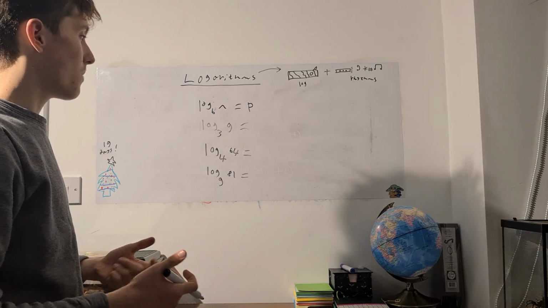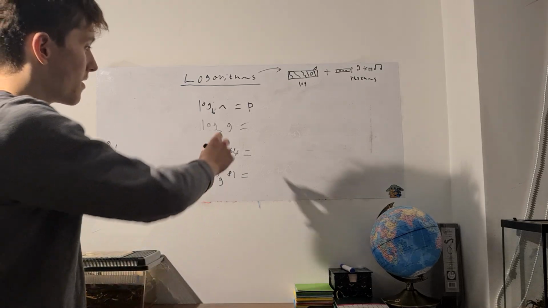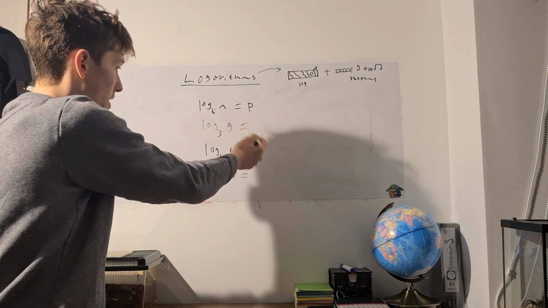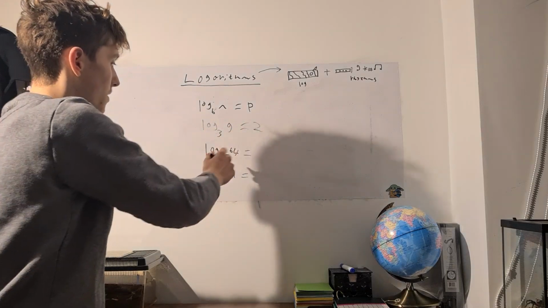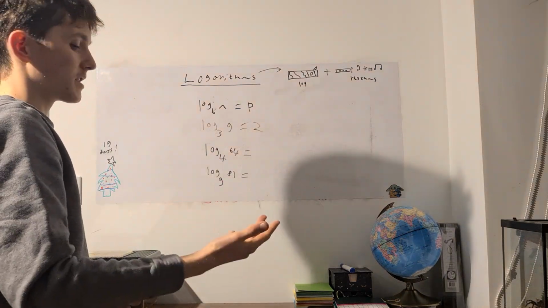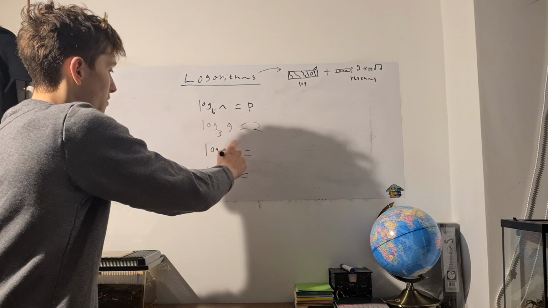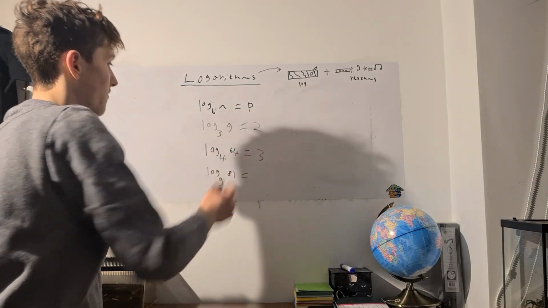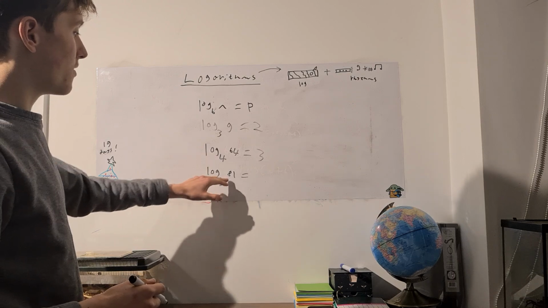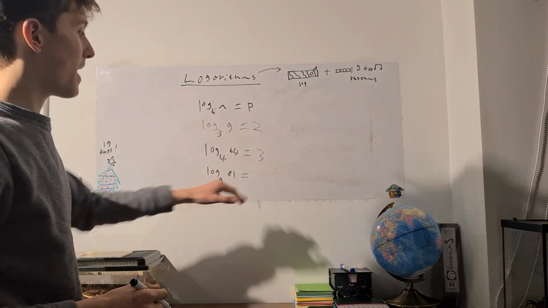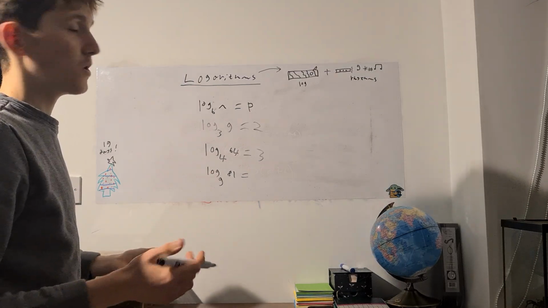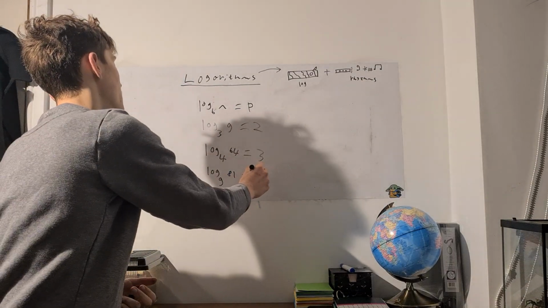And the way you do this is simply 3 squared is 9, so the answer is 2. This one, you've got 4, 16, 64. 4 cubed is 64, so the answer is 3. And log base 9 of 81, to what power does 9 have to be raised to equal 81? It's 2.